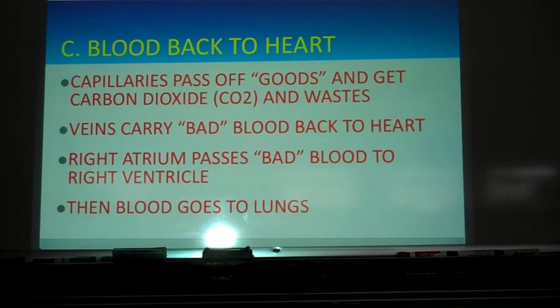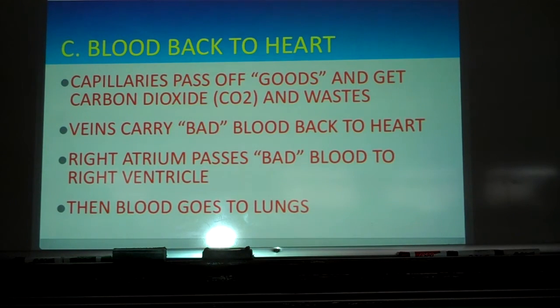Now, the veins are what carry the bad blood back to the heart. And that is the blue blood. Blood that is blue is not oxygenated. It's got the carbon dioxide and the wastes. That's why when you get a cut, it's exposed to oxygen, and it is red.